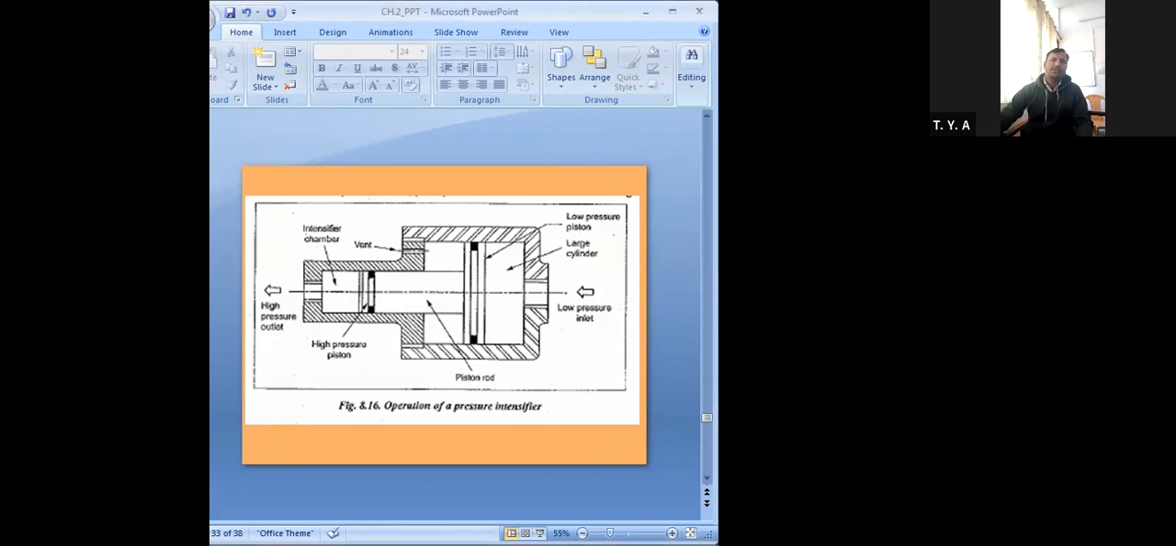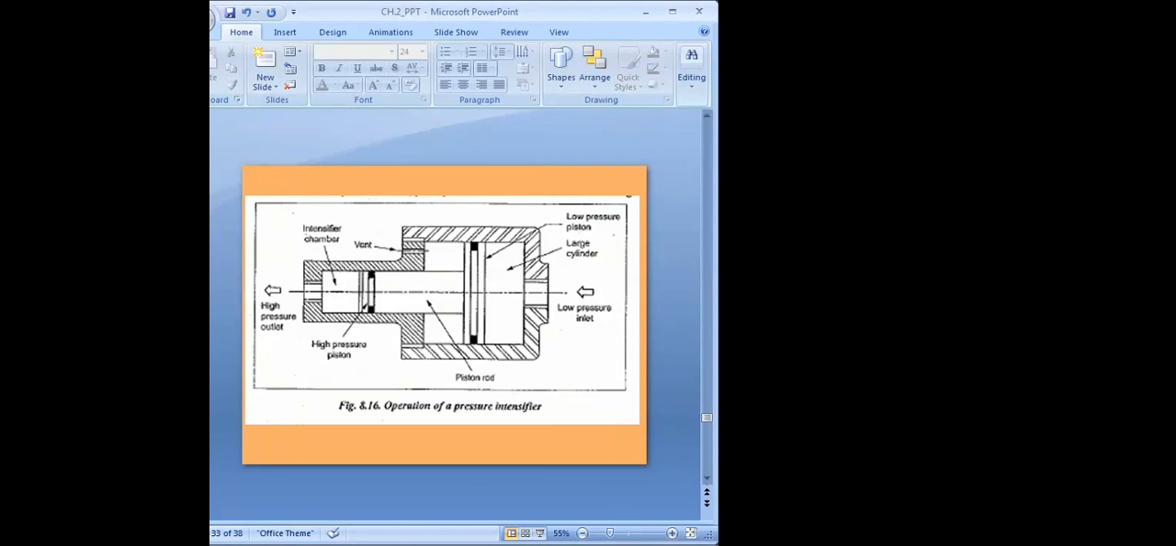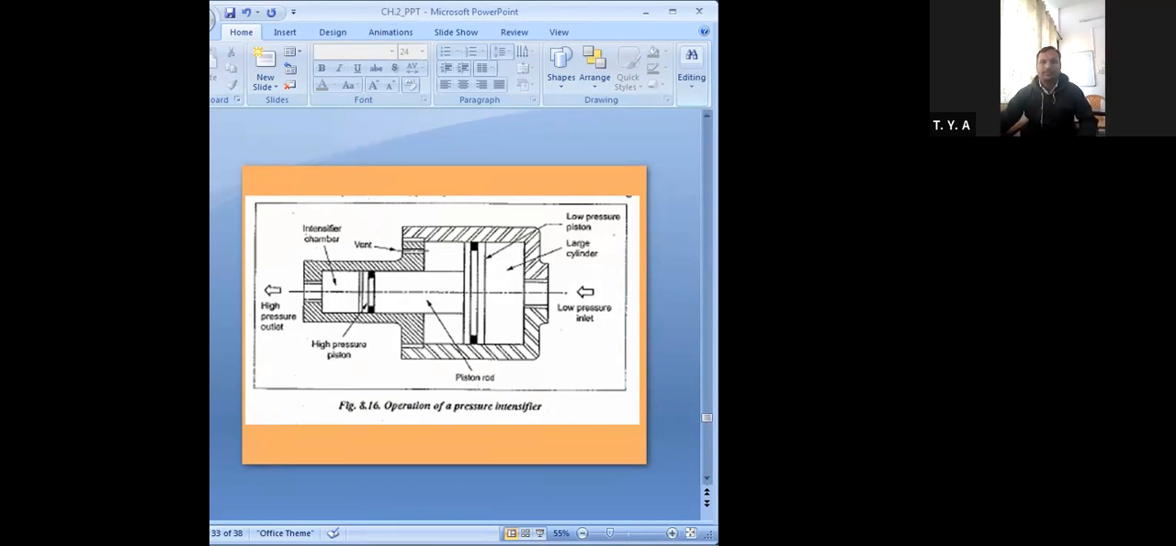As I have shown in this figure, you can see this pressure intensifier unit consists of two ppistons.